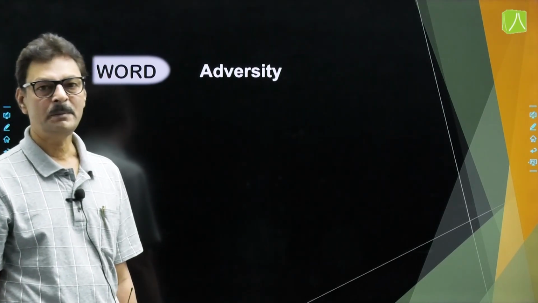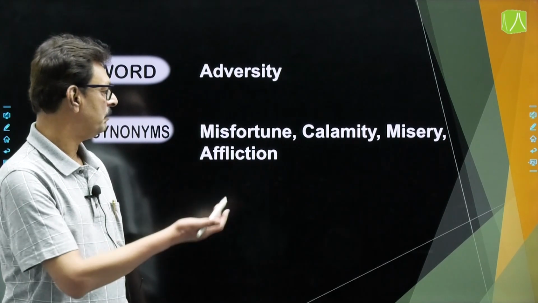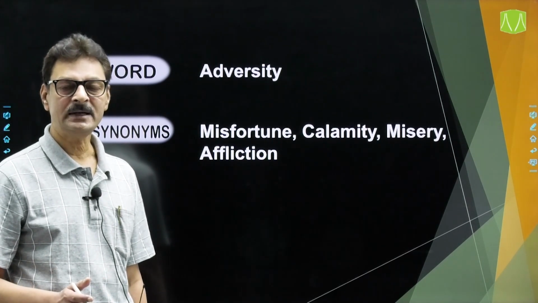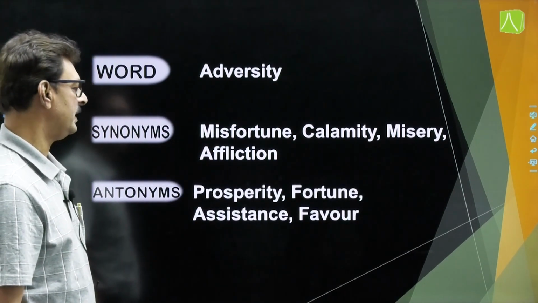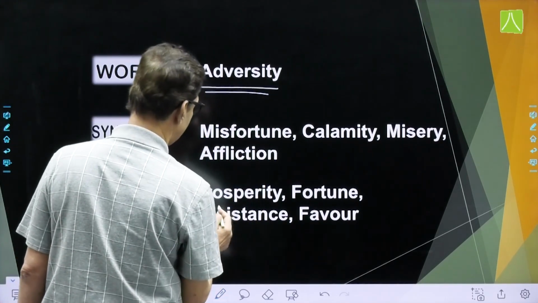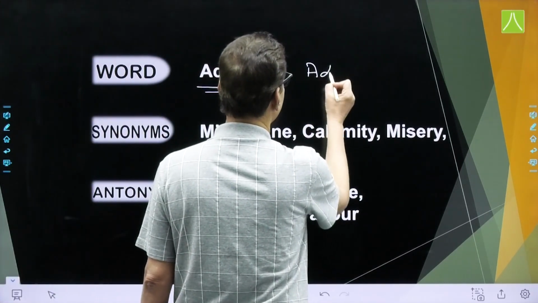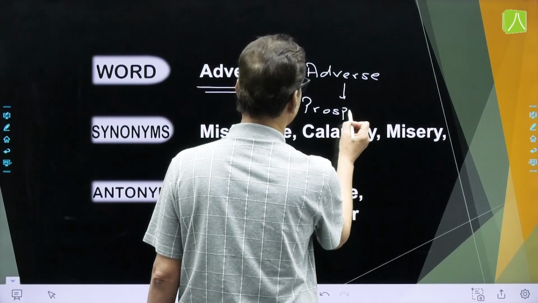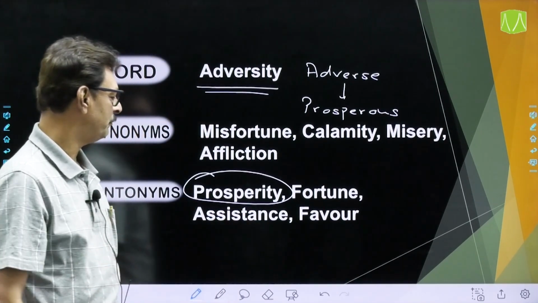Adversity. The meaning of this word adversity: misfortune, calamity, misery, affliction. Adversity is बुरे दिन, adverse conditions, bad conditions, unfavorable conditions. And the opposite will be prosperity, fortune, assistance and favor. So remember this opposite, very important. Adverse conditions, bad conditions और unfavorable conditions, इसका opposite क्या हो जाएगा? Prosperous. Prosperous means हिंदी meaning समृद्धि, good days, favorable, fortune, favor.